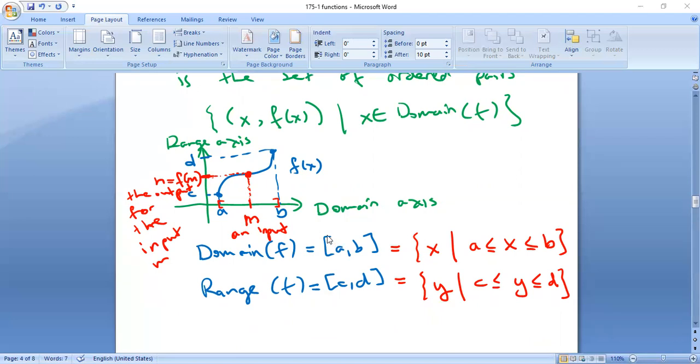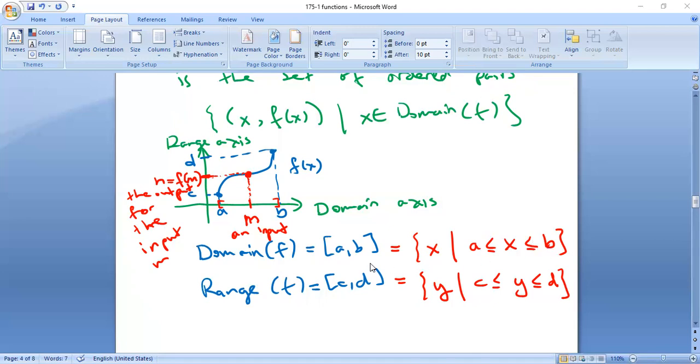So we have a notation here, closed bracket, which means the points A and B are also included, and it also means that it's all the numbers between A and B. So x between A and B, here as you see, x can be bigger than or equal to A, x can be smaller than or equal to B.